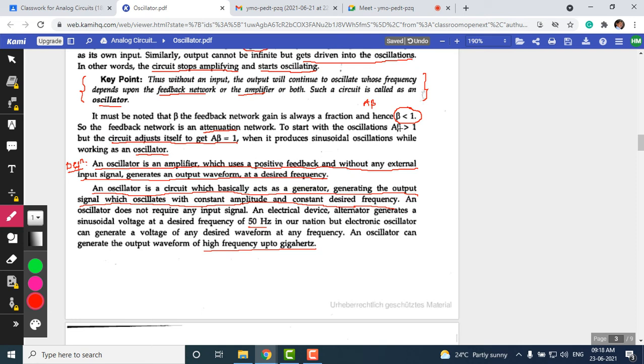To start the oscillations, initially we need to make the product Aβ larger than unity. But once the circuit starts oscillating, the loop gain Aβ adjusts to unity. The circuit itself adjusts this to unity, but in the beginning, to start an oscillation, we need to make Aβ larger than unity. Later, once oscillations are produced, the circuit automatically adjusts Aβ to 1. From then onwards it produces oscillations, and the circuit can be called an oscillator.